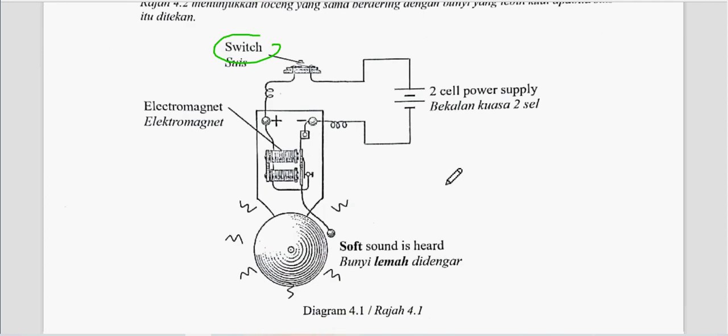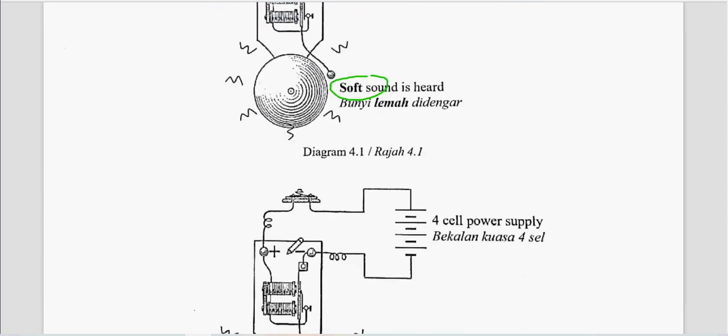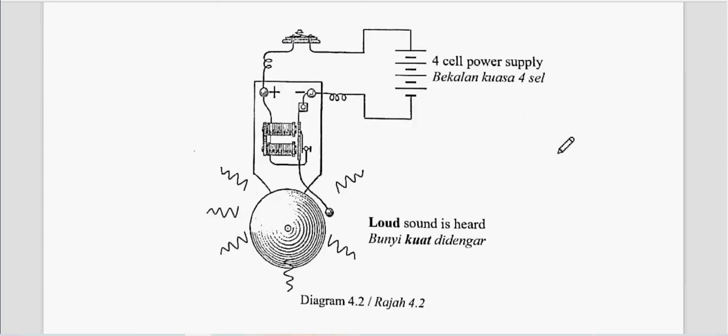Now we look at the diagram. Switch, and this is labeled as electromagnet, and you can see the bell, two cells. So we have two cells here, and then a soft sound. Then the second diagram, you look at the electromagnet also, look at the number of turns. There is no change in the number of turns, but they are using 4 cells of the power supply now, and the sound is louder.